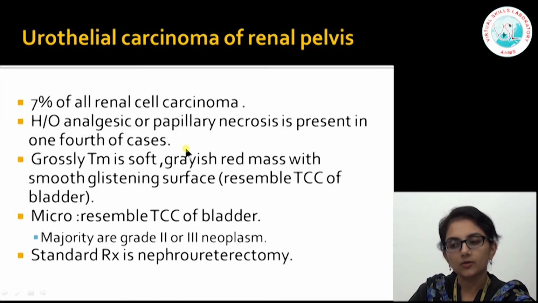Grossly, the tumor would be soft and grayish red and would really resemble a transitional cell carcinoma of bladder. You may therefore see papillary projections. Microscopically, it would really resemble a transitional cell carcinoma of the bladder, and the majority of them tend to be high-grade papillary urothelial carcinomas, and the standard treatment would include, similar to RCCs, a nephroureterectomy.